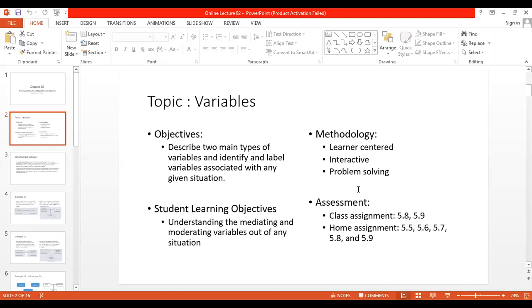Assessment will be through class assignment. I will be giving you a class assignment just like I gave you, and I will be sharing the solution as well, so that it will be easy for you. For the home assignment, I won't be sharing any solution. I have already uploaded the link on VLE, where you can submit your home assignment.